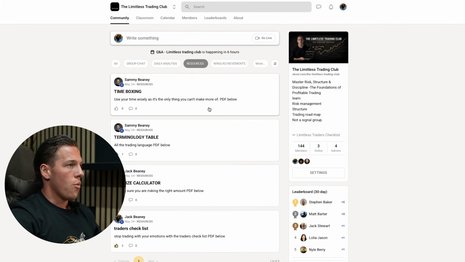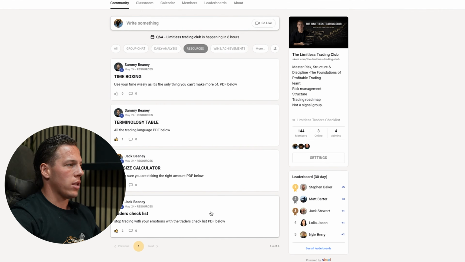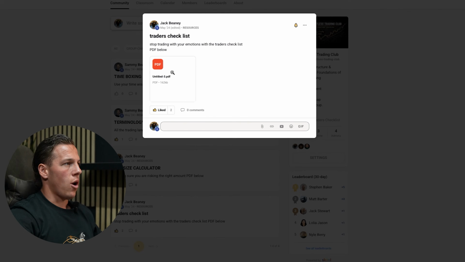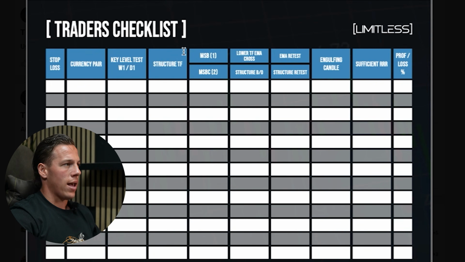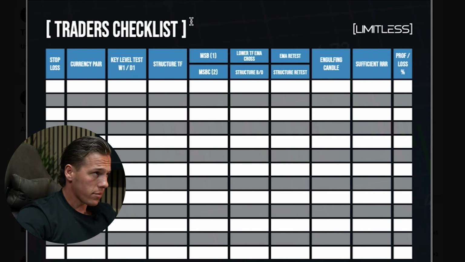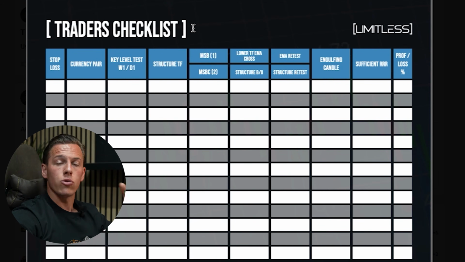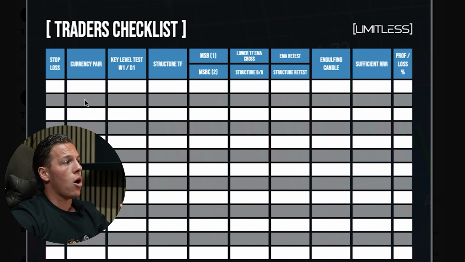So let's go down to, we want resources. We're going to come down to the PDF and bring out the trader checklist. And I'm going to open that up for you guys so you can see what that is all about now. So the trader checklist here, before we get stuck into the actual strategy itself, is just going to hold us accountable to the strategy itself and keep our emotions out of trading.